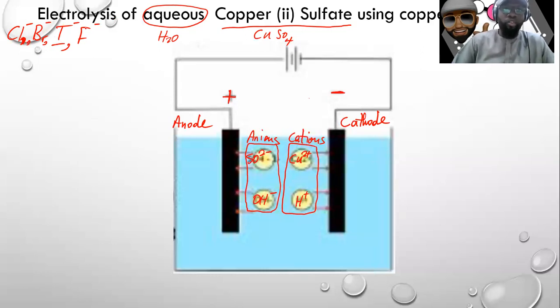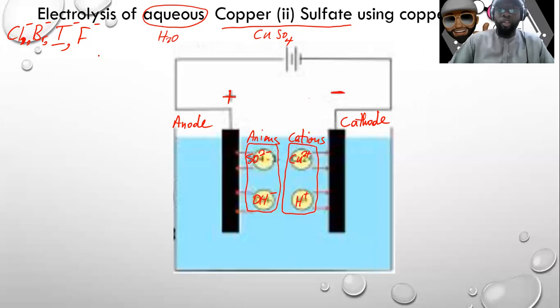If iodine or fluorine is present in their ionic form as ions, then the product will be the halogen, provided that the solution is a concentrated solution. For any other scenario, the product at the anode will be oxygen.